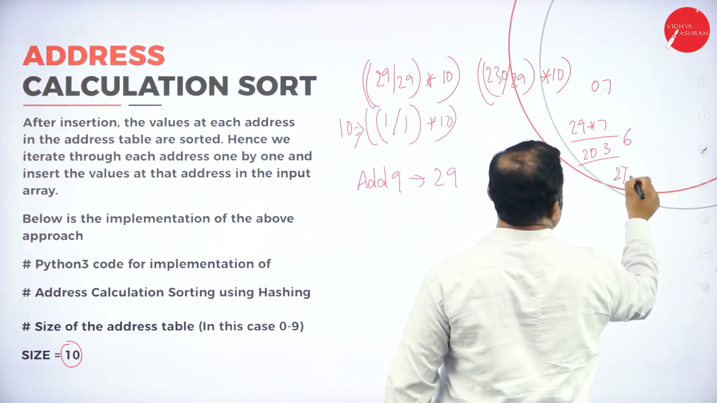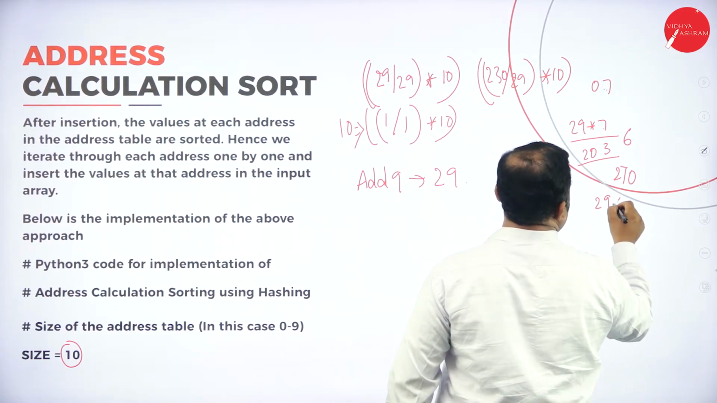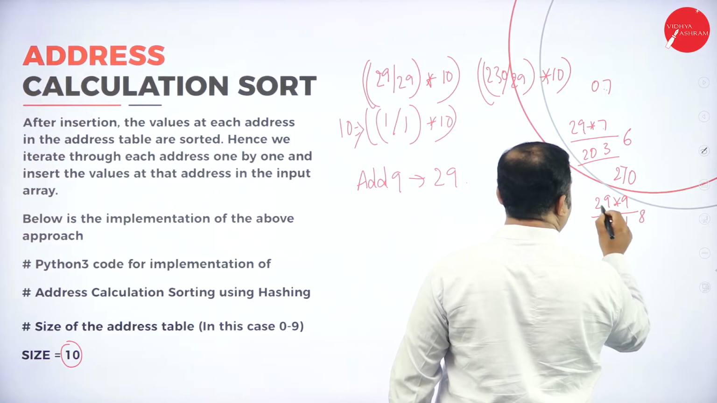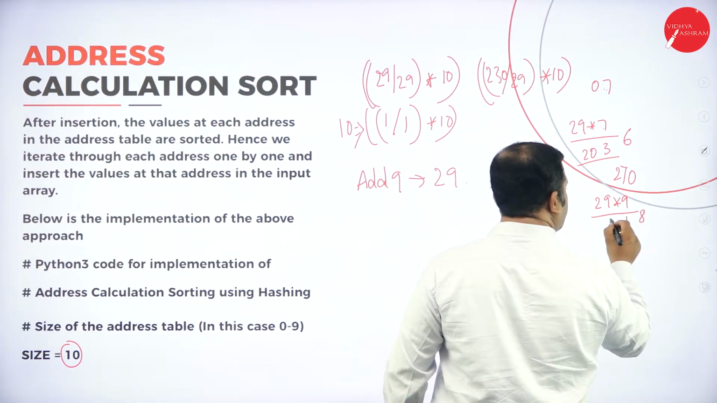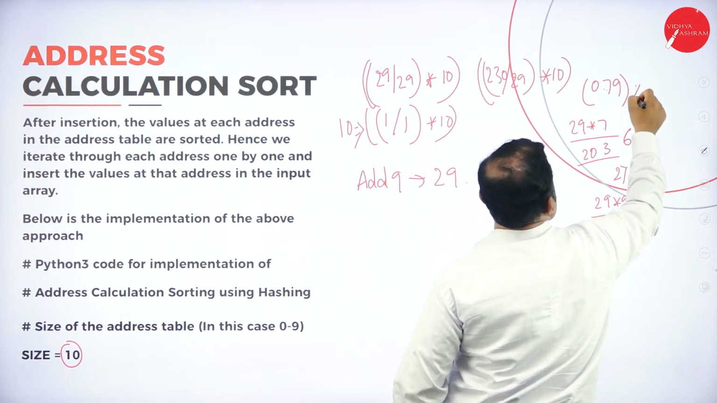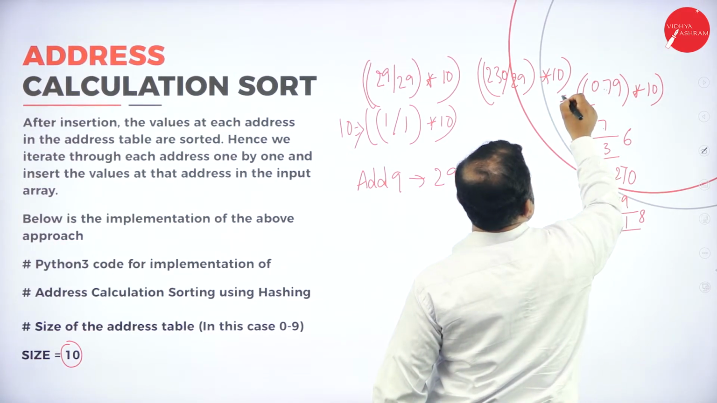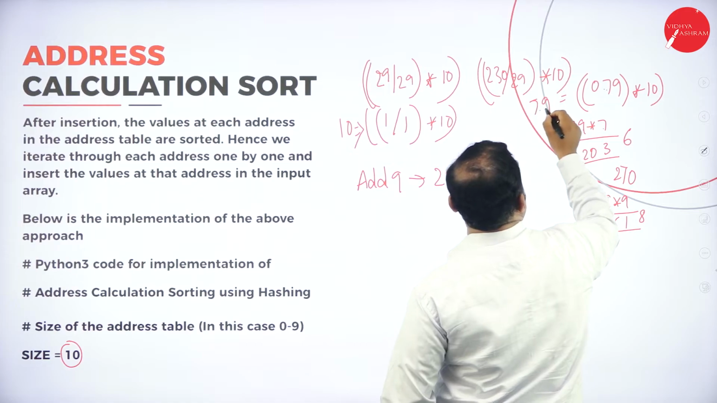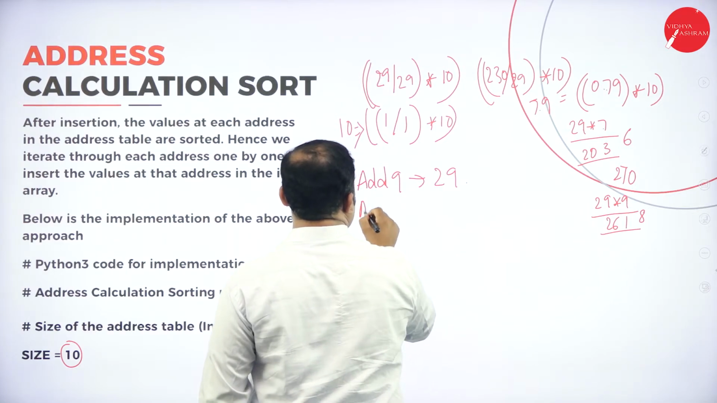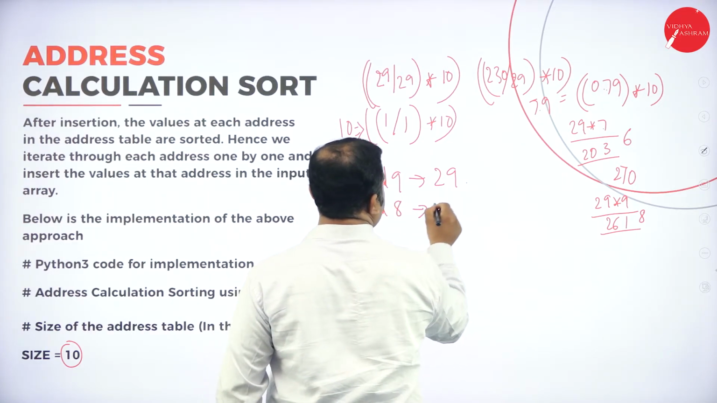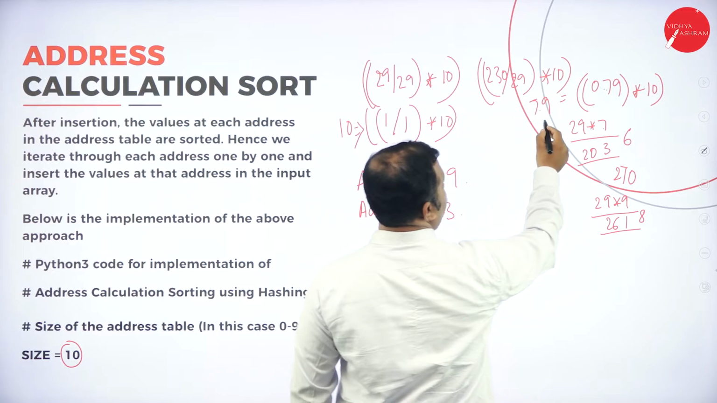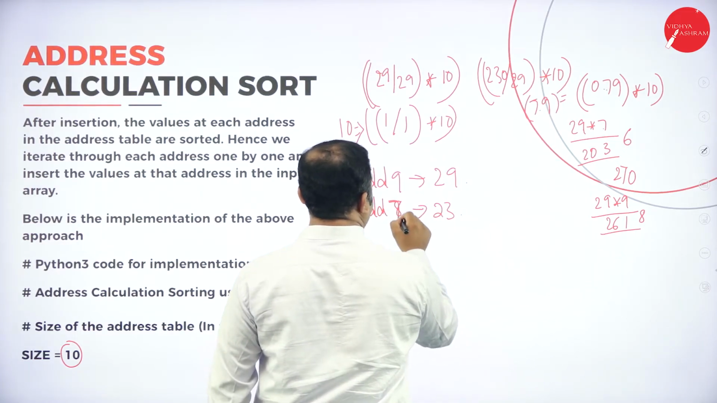So we have 27, so 29 into 9s: 9 9s are 81, 18, 9 2s are 18, 26, 261, that is 9, that is 0.79 is the value that has to be multiplied by 10. So we have the value which is equal to 7.9. 7.9 is equal to what? 8. Address 8 contains the value 23. Address 7.9, the floor of this, sorry, it is 7.